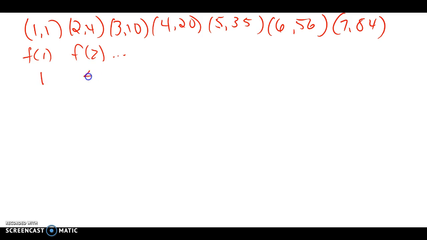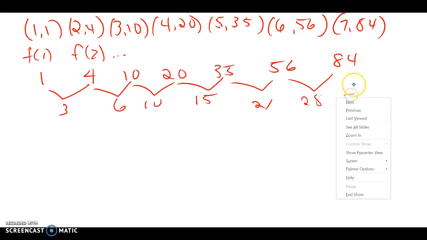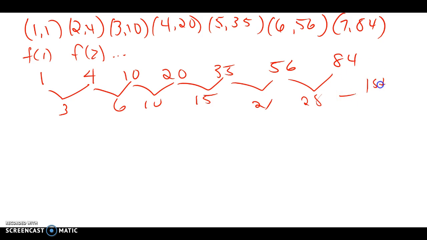So this is 1, 4, 10, 20, 35, 56, 84. All right, first level differences: 3, 6, 10, 15, 21. Trying to make sure I don't make a mistake. 28. So these are the first level, right? They aren't the same.